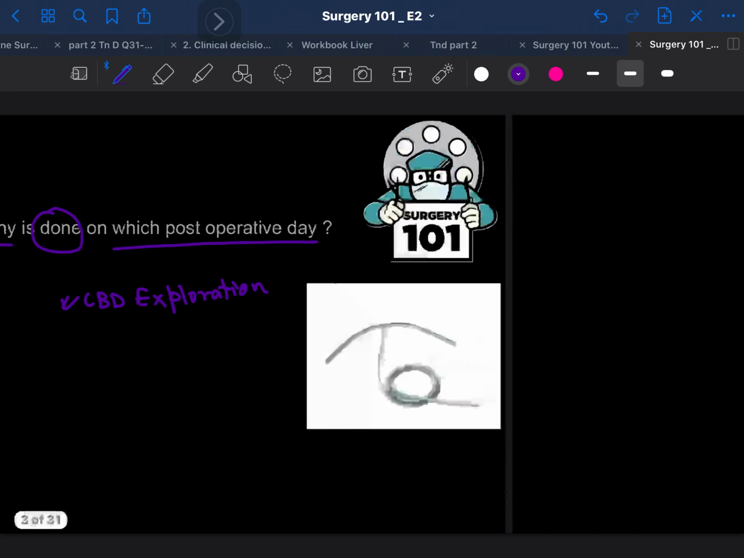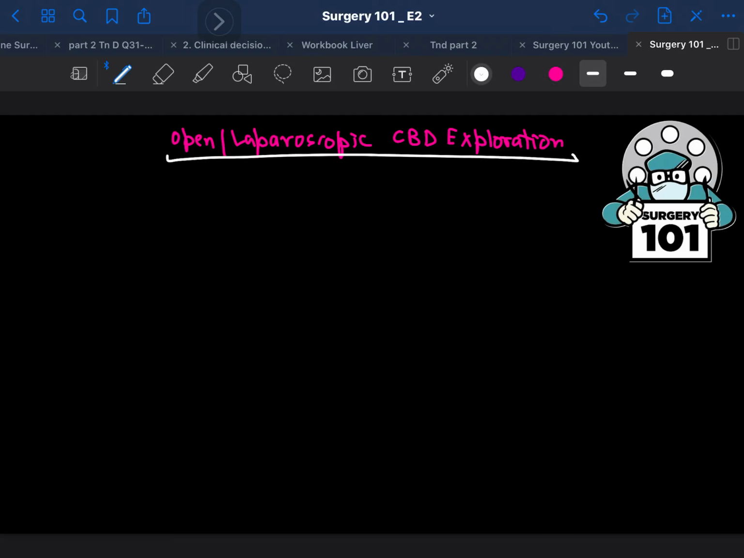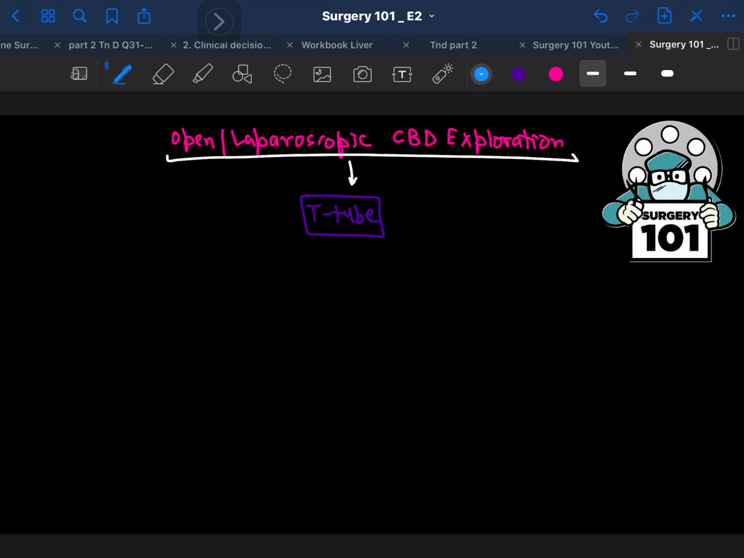Now let me explain this particular stuff. It doesn't matter whether you are going in for an open or a laparoscopic CBD exploration. If you go in for an open or laparoscopic CBD exploration, you have to close on a T-tube. So yes, you put a T-tube over here. What do you perform along with the T-tube? You go in for a T-tube cholangiography.